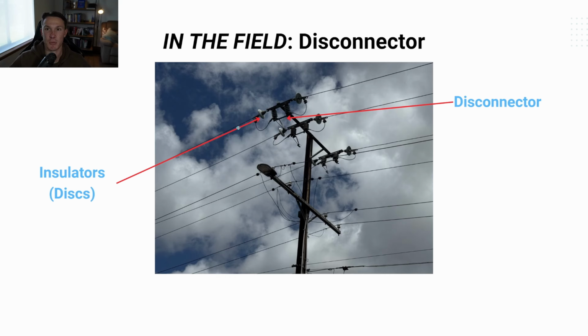Effectively, we won't get too far into this, but an insulator is effectively providing resistance so the power flows down the wire instead of into the power pole.